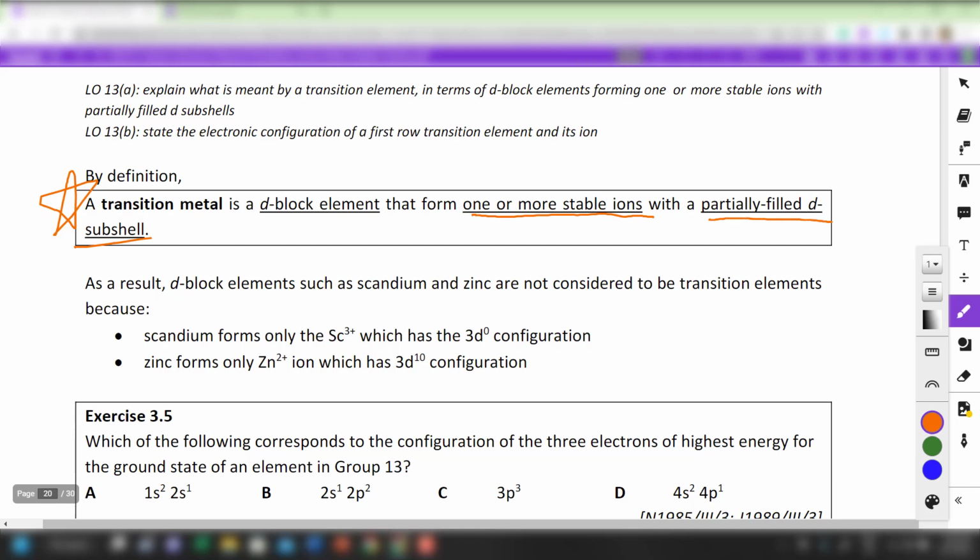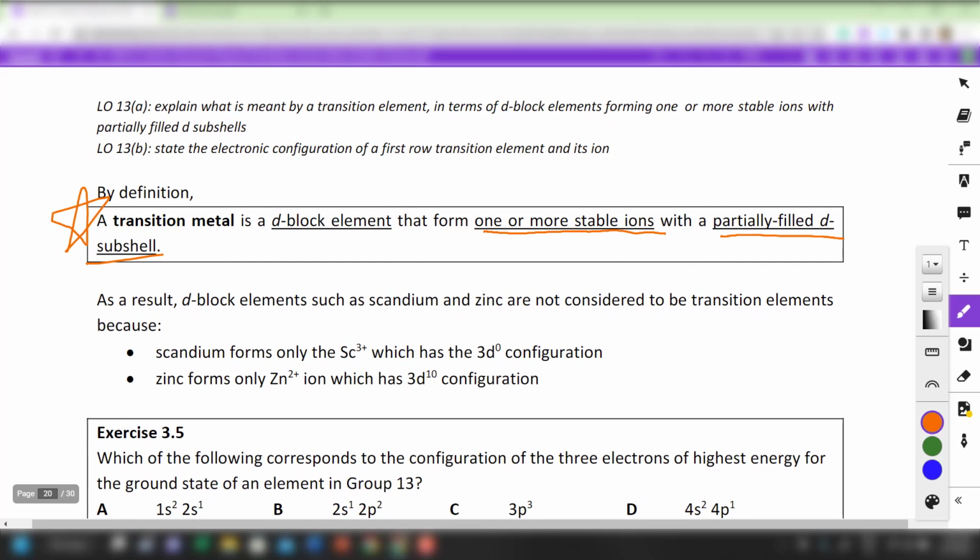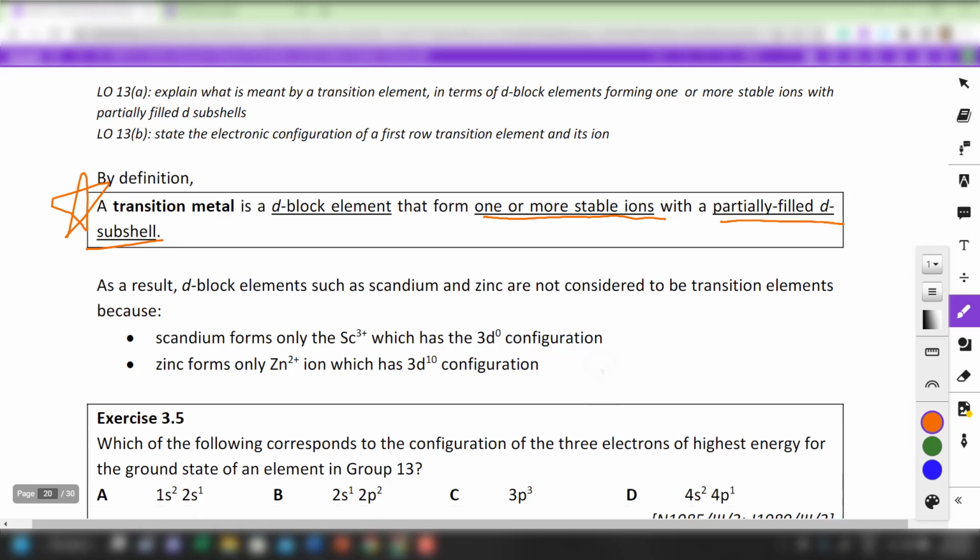Therefore by definition, scandium and zinc are not considered transition elements because scandium only forms scandium 3+, which has a D0 configuration. For zinc, the only stable one is zinc 2+, which has a D10 configuration, so they are not considered transition metals. Again, if you are not super sure about this, it is perfectly fine. It will be revisited in JC2, sometime in 2024 May, so don't worry about it.